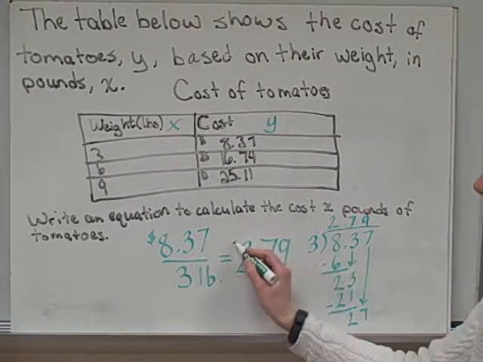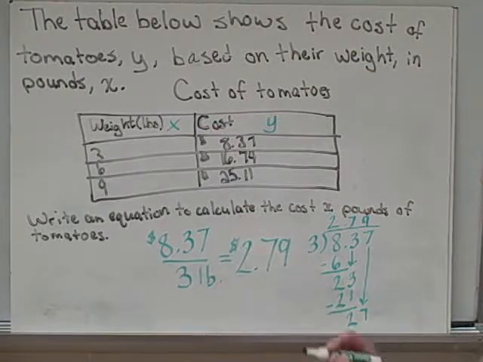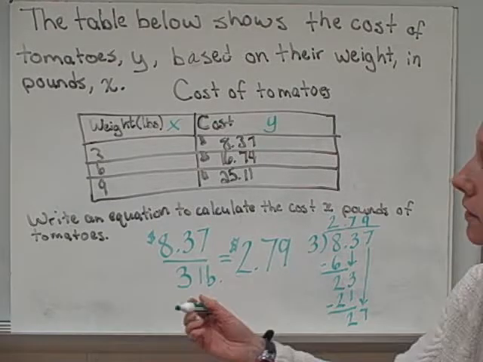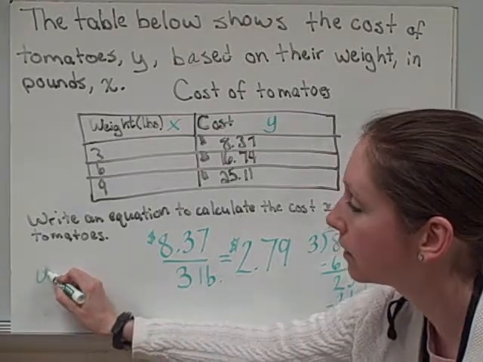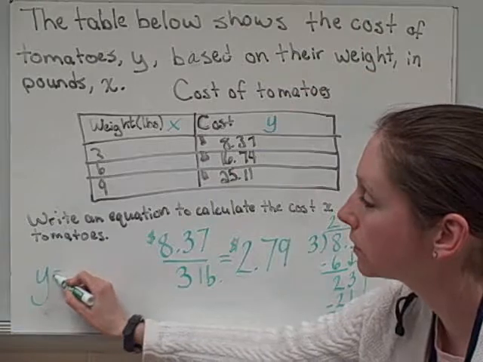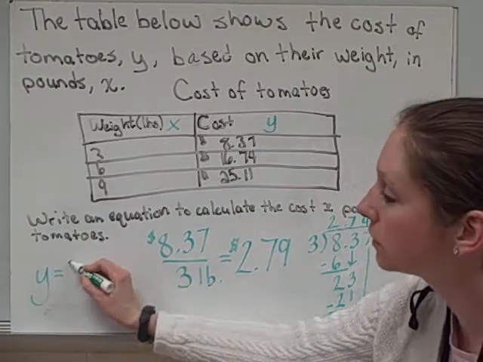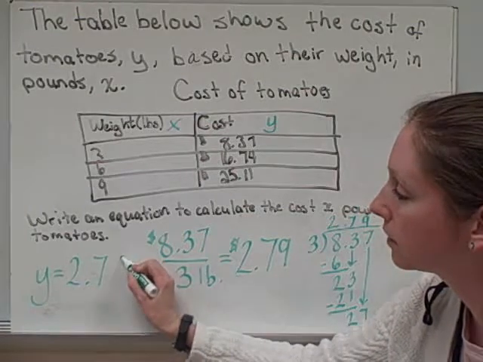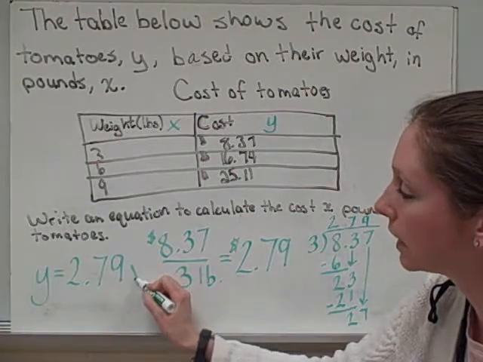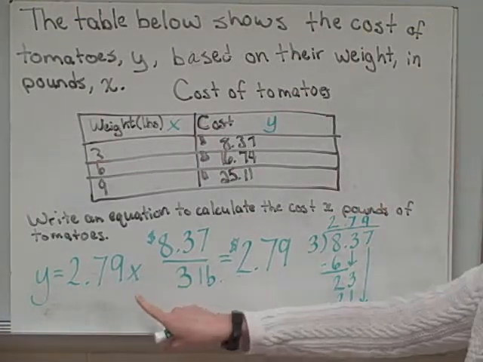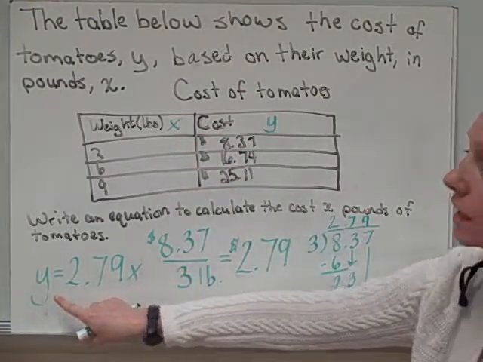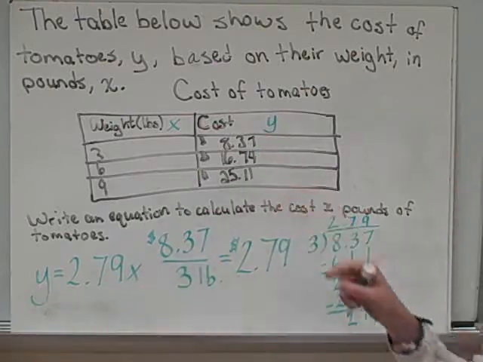$2.79. When I form my equation, guys, remember that the unit rate has a special place. When we're writing the equation relating Y and X, I put Y equals unit rate, 2.79, times X. That means I can plug in any X I want, any weight in pounds, and I'm going to get the cost in dollars.